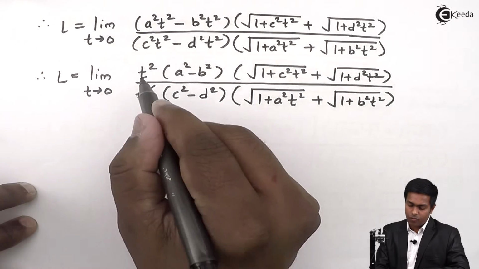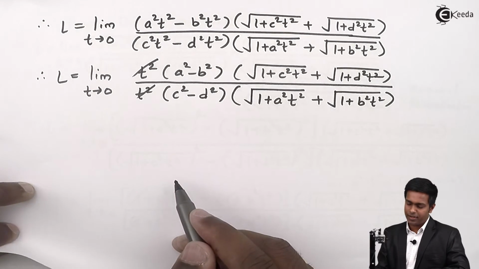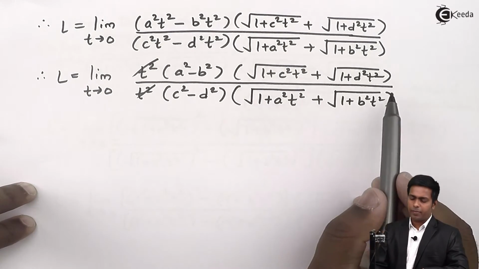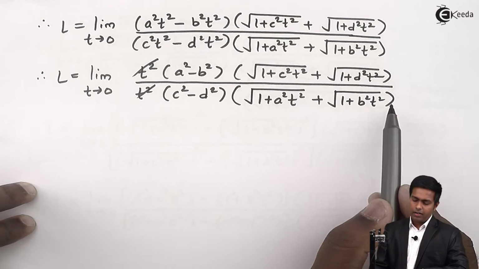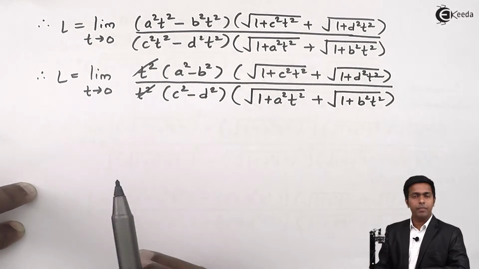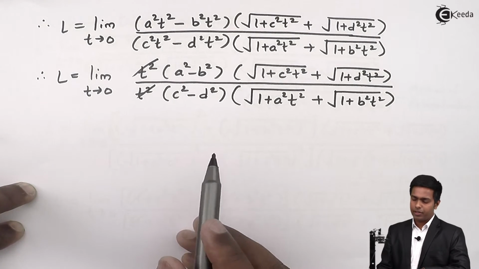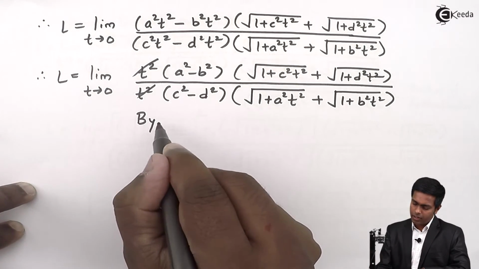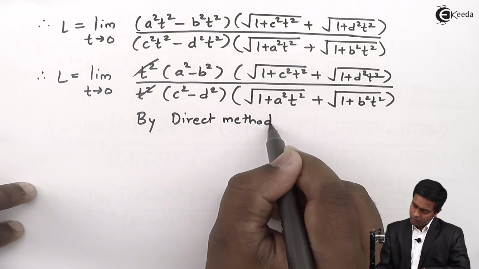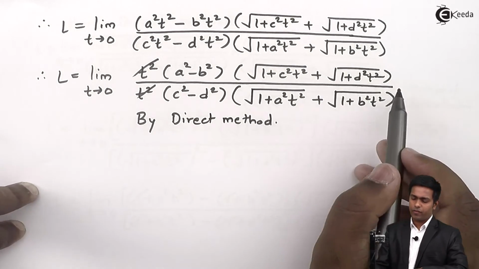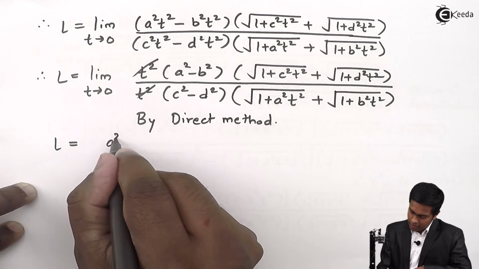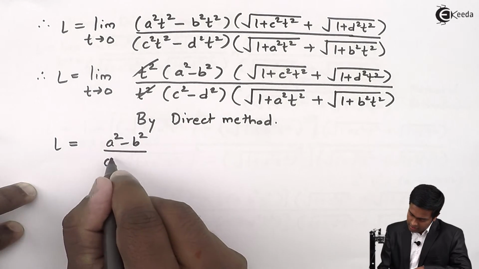Next we can cancel t square from numerator as well as from denominator, and if we observe again, here again we got an algebraic term and t tends to 0. So whenever we have an algebraic term with a finite limit, then we apply the direct method. So here once again I'll apply the direct method. By the direct method we will substitute the value of t equal to 0 directly in the given function, and here we'll get L as a square minus b square as it is and c square minus d square as it is.